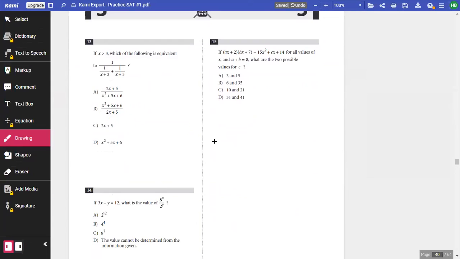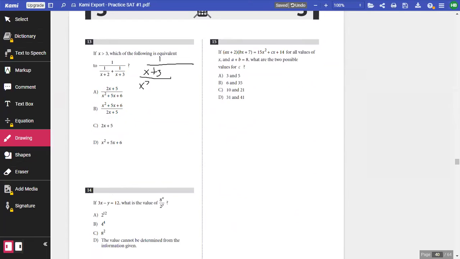Then for number 13, we need to simplify this. So we have 1 over, and then we can add these fractions. We need a common denominator. So that could be x plus 2 times x plus 3. So we'll have x plus 3 over x plus 2 times x plus 3 for the first fraction.